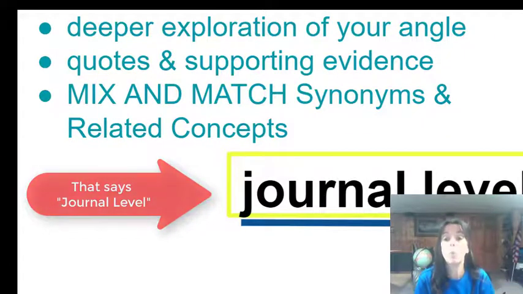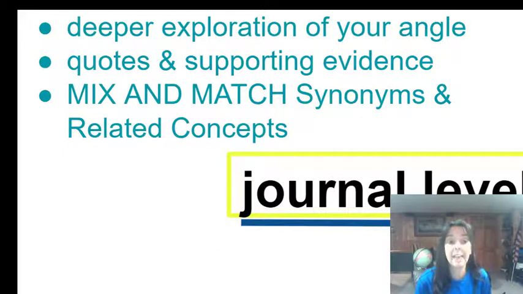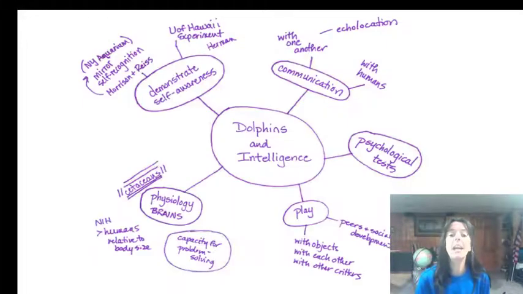I'm going to start finding quotes. I'm going to start looking at supporting evidence, okay? That's my journal level research. Not necessarily in a journal, although it can be, but it's going to just be a little bit deeper research on one angle. And then you're going to choose that angle. I ultimately chose dolphins and intelligence.